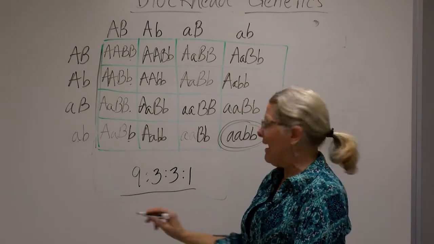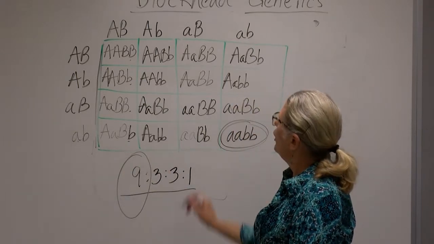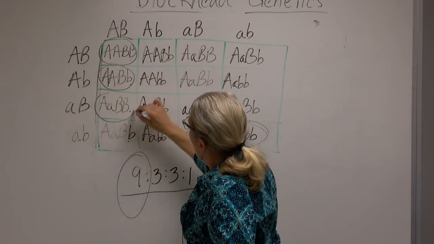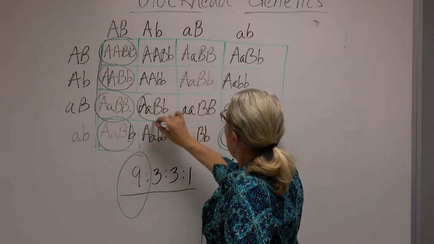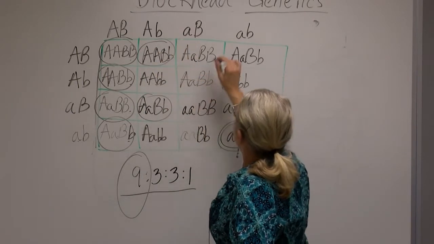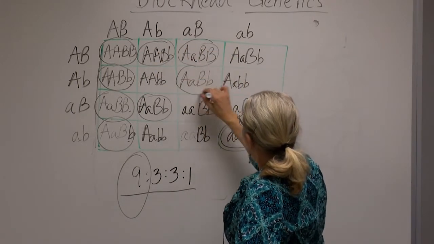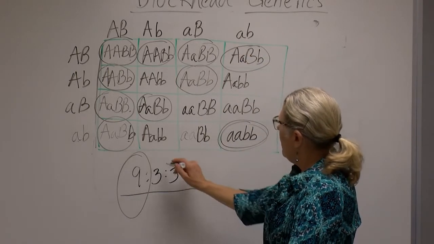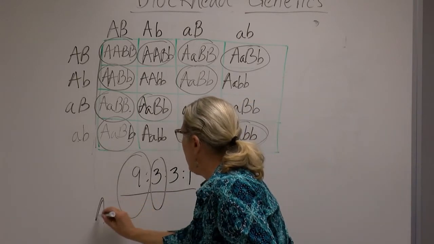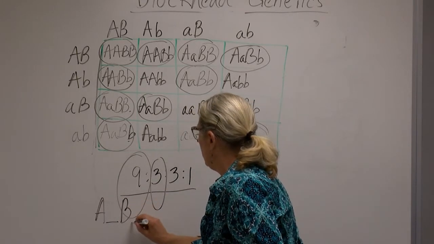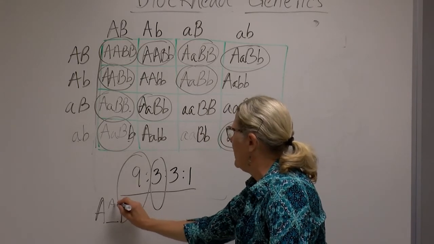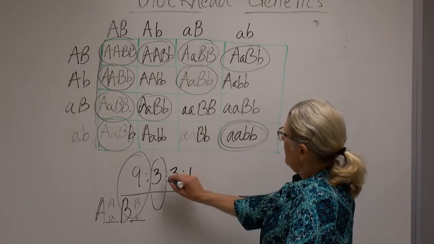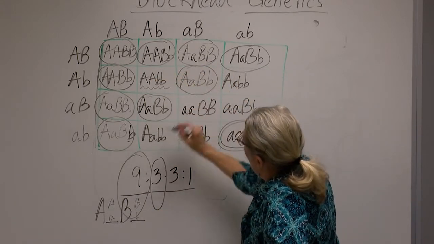Okay, so let's find the 9. The 9 that are going to look the same, they all have a big A and a big B. 1, 2, 3, 4, 5, 6, 7, 8, 9. Okay. This one is big A, big B. We put the line there because it doesn't matter if the next letter is a big A or little a. It's going to look the same. Okay? Let's do the 3. Let's call that the little b, little b.